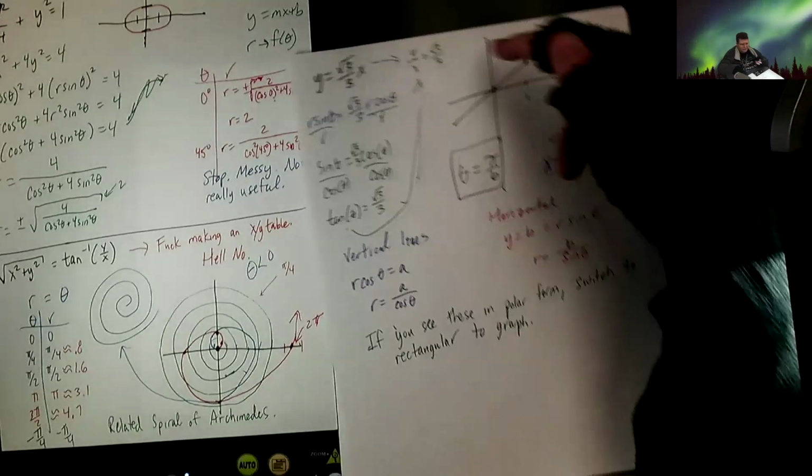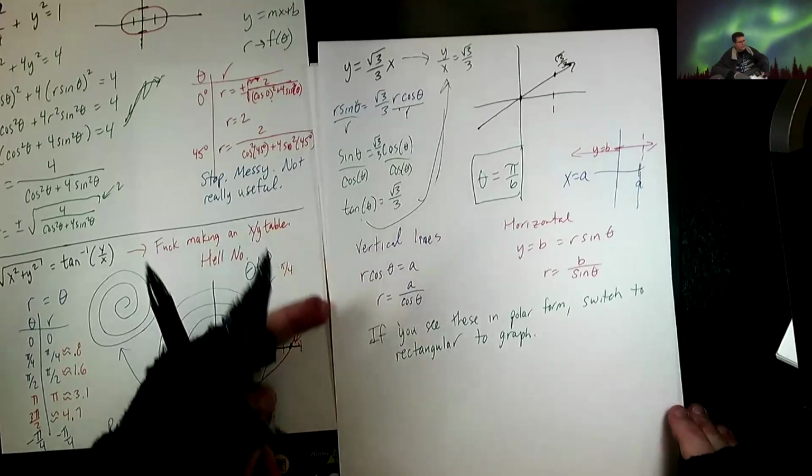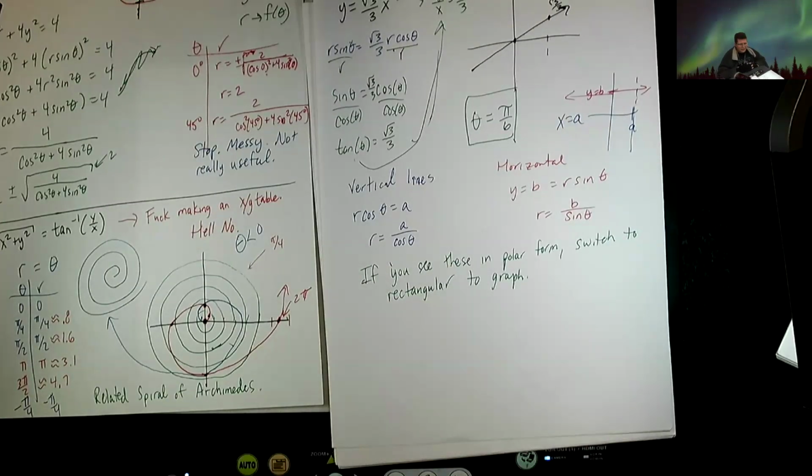These two aren't a whole lot cleaner. Switching to polar here isn't really a lot cleaner, other than I can do like 30 degrees, I can estimate that a hell of a lot better than I can estimate √3/3 and figuring out how far over and up I gotta go.